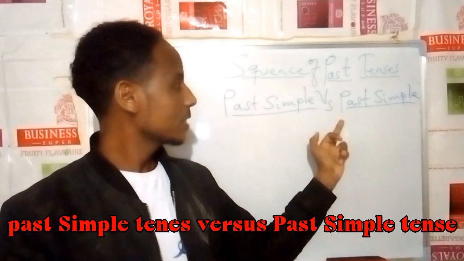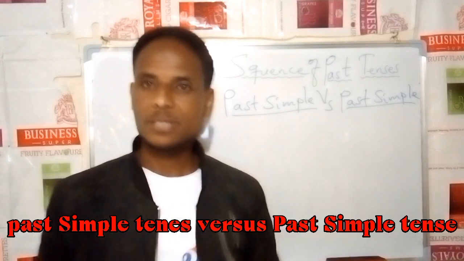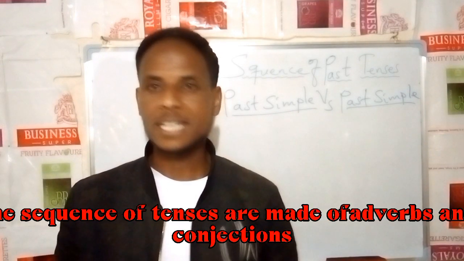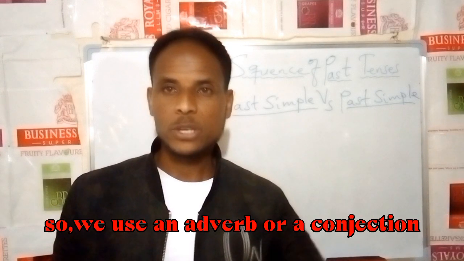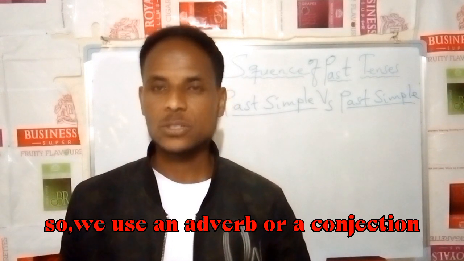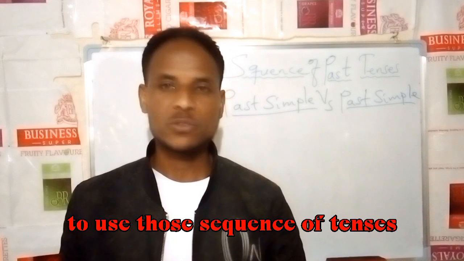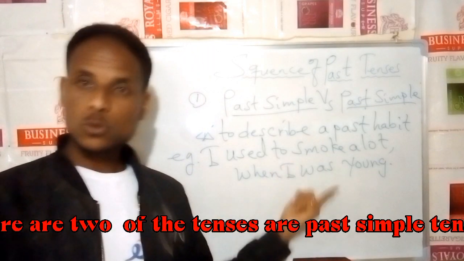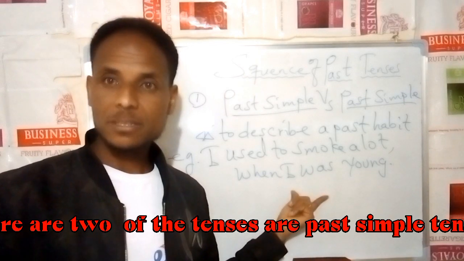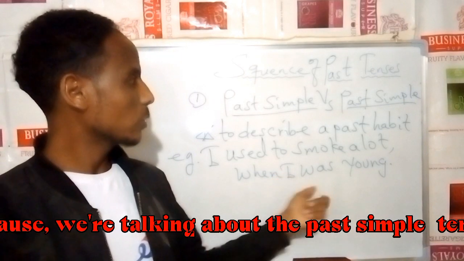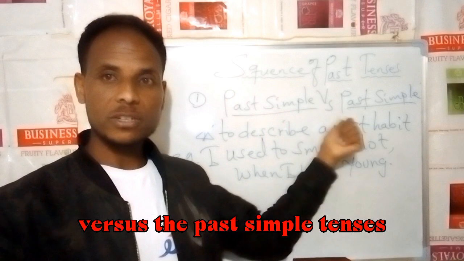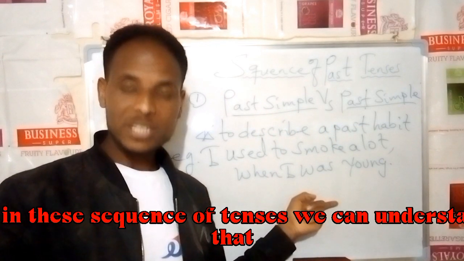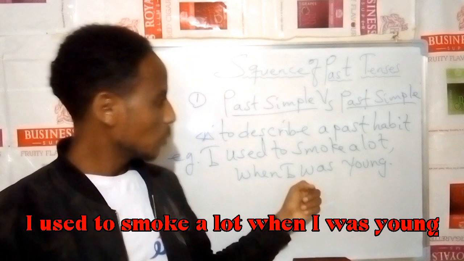Past simple tense versus past simple tense. The sequences of tense are made of verbs and conjunctions. So we use an adverb or a conjunction to join those sequences of tense. Here we do have 2 tenses. Both of them are past simple tense, because we're talking about the past simple tense versus the past simple tense.